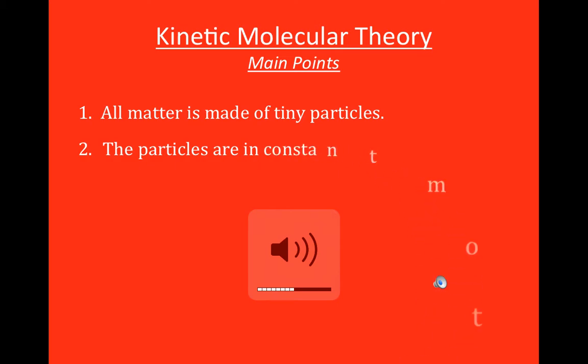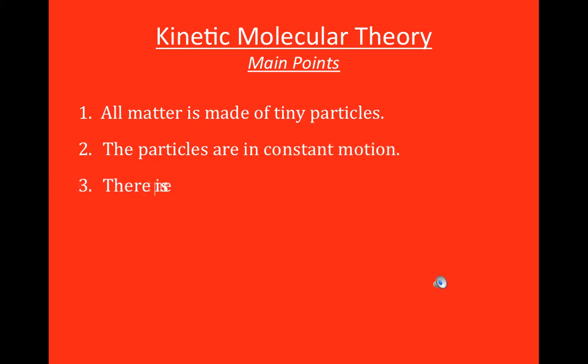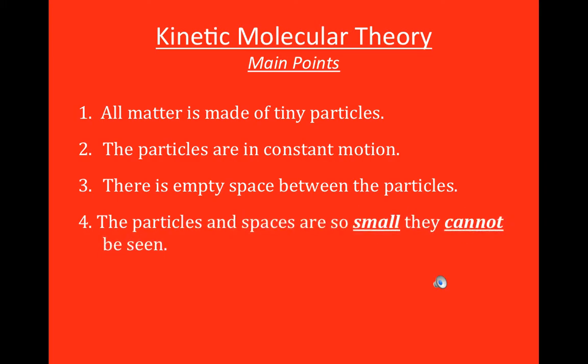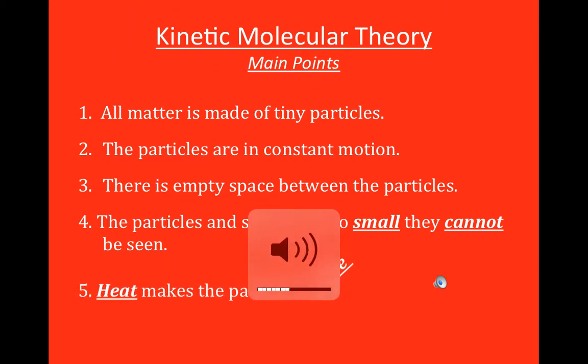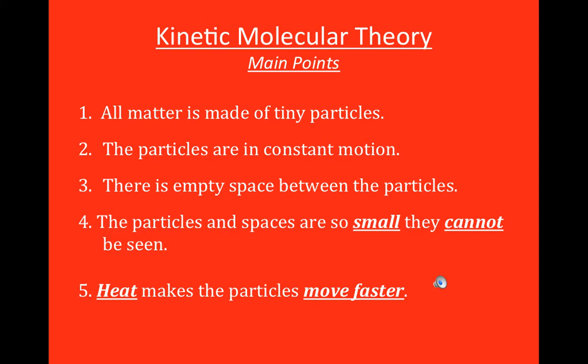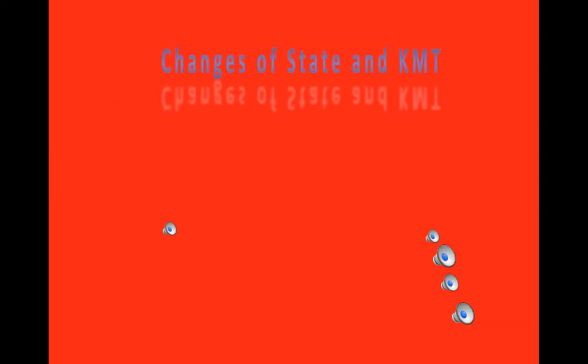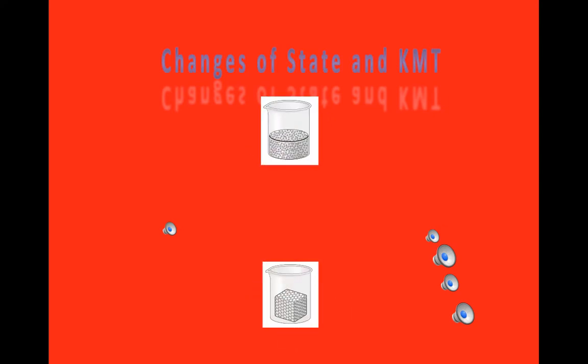All matter is made of tiny particles, particles in constant motion, empty space between the particles. We cannot see the spaces and particles because they're so small. And heat makes the particles move faster. So again, you're not copying anything yet.